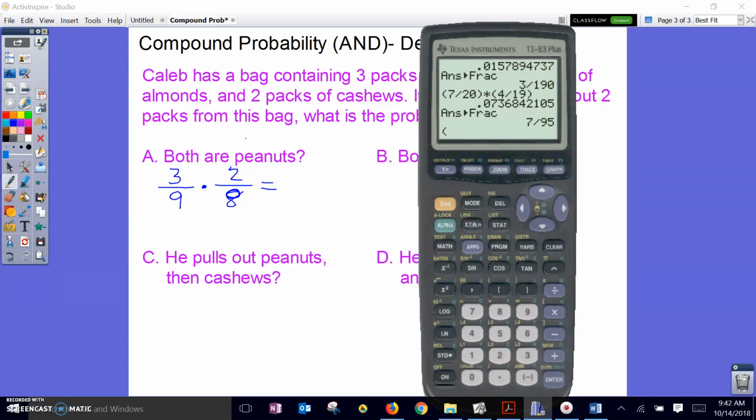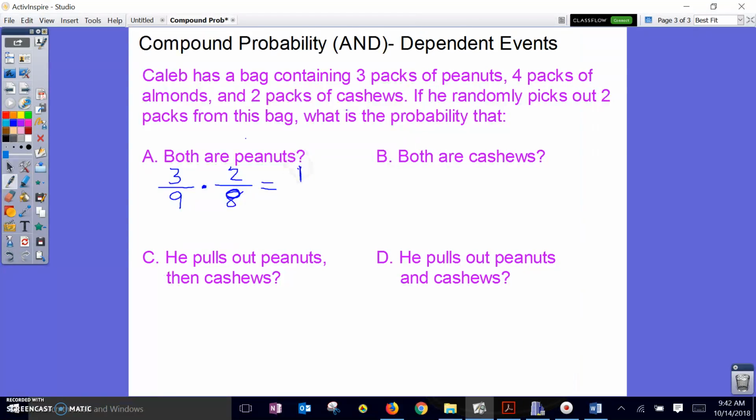So we'll calculate that. 3 over 9 times 2 over 8. We get that that's 1/12. And again, you can calculate the decimal and the percentage if you want to. I'm just going to leave it as such. The probability is 1 in 12 that that's going to happen.